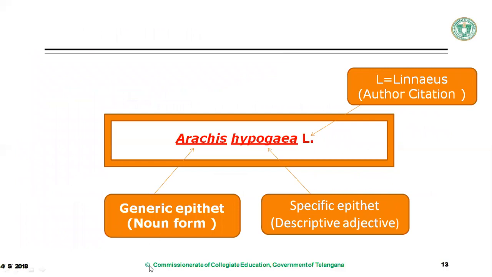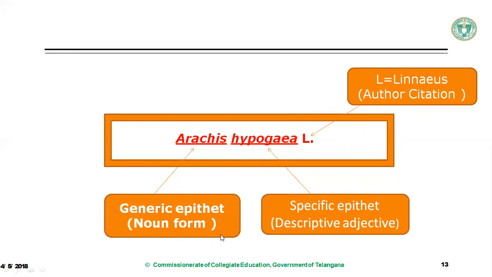Just to go through one example, here is the groundnut plant, Arachis hypogaea. Arachis is the generic epithet and hypogaea is the specific epithet, and in brackets put the L. L is nothing but the author citation, indicating Linnaeus. A, it always starts with a capital letter. The specific epithet always starts with a small letter.